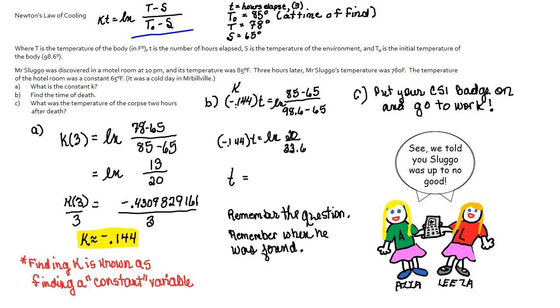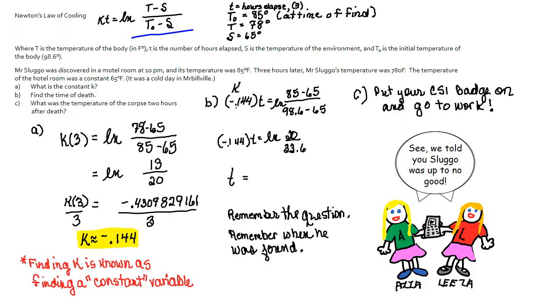So 3 hours later, Mr. Sluggo's temperature was 78 degrees. The temperature of the hotel room is a constant 65 degrees, which just tells you that it was a very cold day in Mr. Billville.